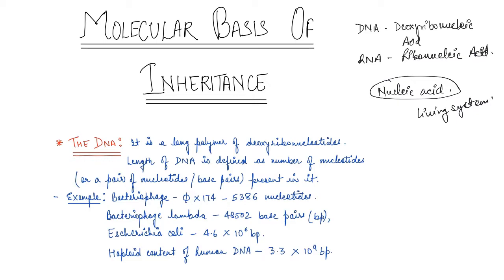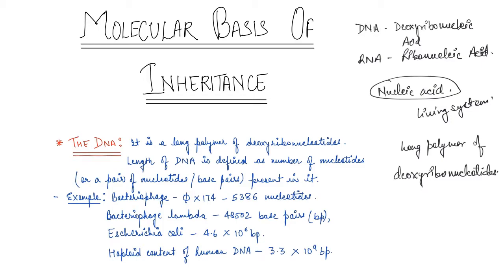DNA is a long polymer. It is a long polymer of what? Of deoxyribonucleotides. As mentioned here as well, DNA is the long polymer of deoxyribonucleotides, right? Now, the length of this DNA is usually defined as the number of nucleotides which are present in it, right? So the number of nucleotides or base pairs which are present in it.